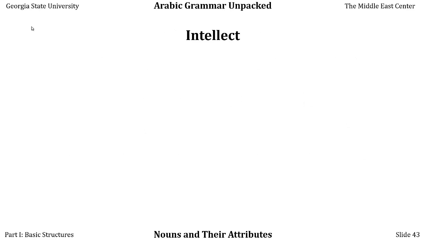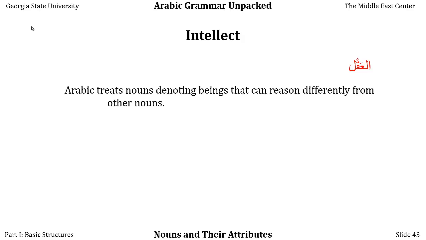Our next attribute that we're going to look at is al-aql. Al-aql means intellect, and Arabic treats nouns denoting beings that can reason or think differently from how it does other nouns. This is endlessly problematic for first-year students. Pay attention, understand the rule, and you'll gradually get to deal with it, and it won't be a problem anymore.